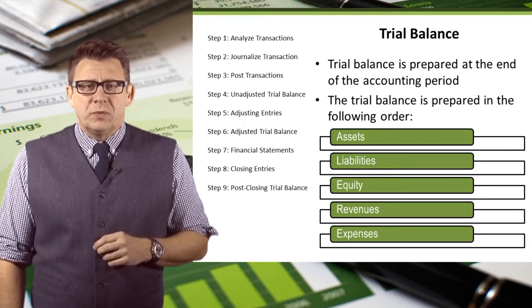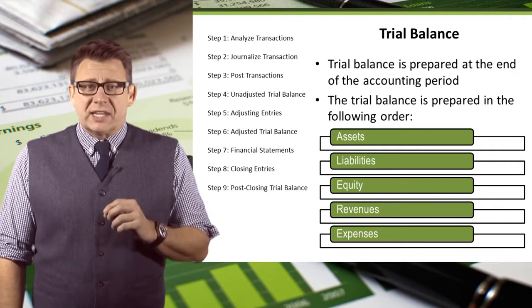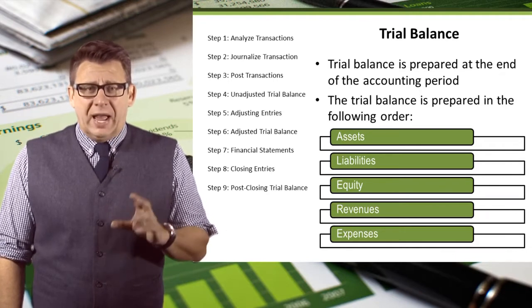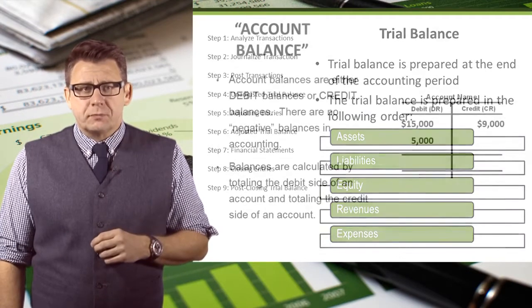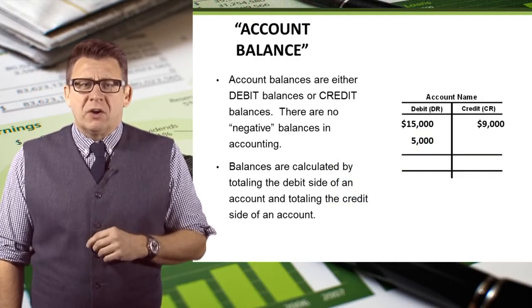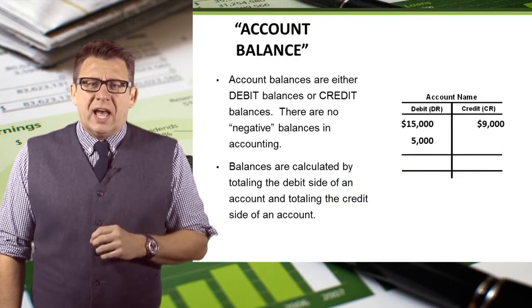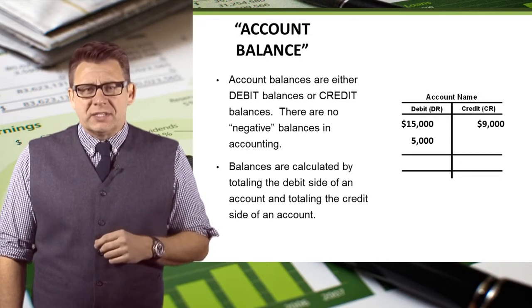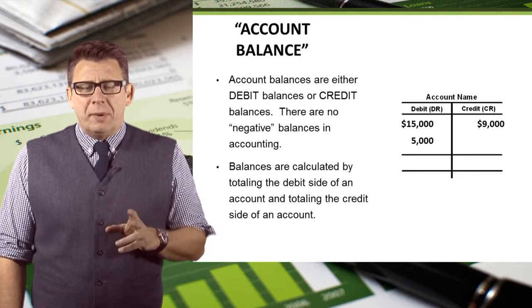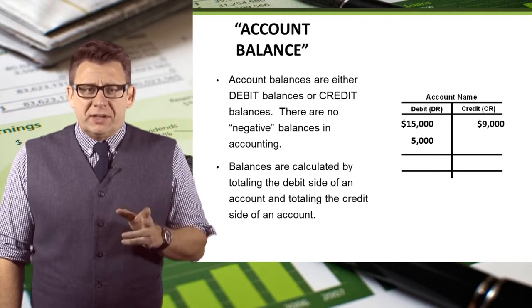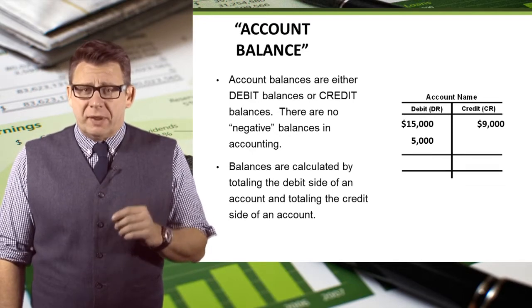the accounting cycle. The trial balance lists accounts in the following order: assets, liabilities, equity, revenues, and expenses. Before we look at how to prepare the trial balance, let's revisit how we arrive at the ending balances in our ledger accounts. Account balances are either debit balances or credit balances.